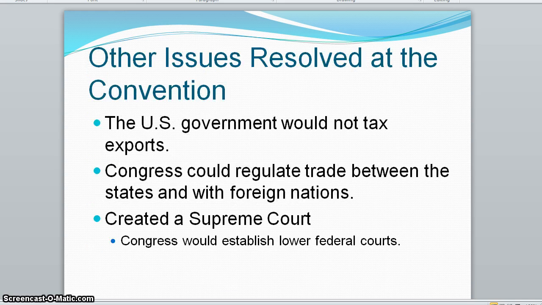There were some other issues that were resolved at the convention. Basically, the U.S. government would not tax exports. Congress could regulate trade between states and with foreign nations. It also created a Supreme Court, with Congress establishing lower federal courts.